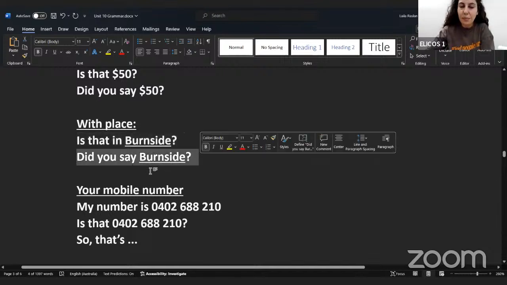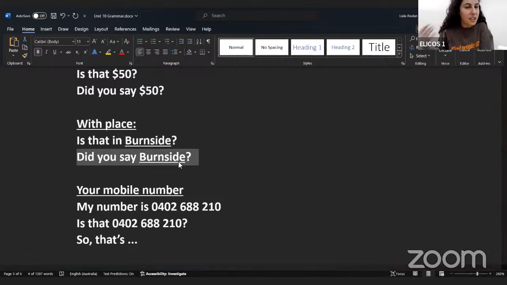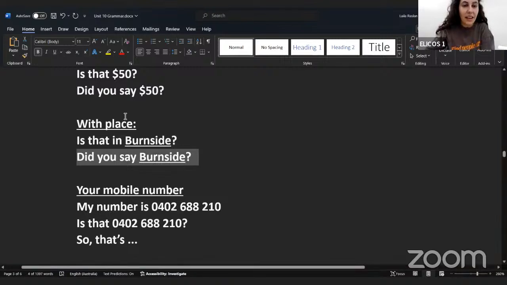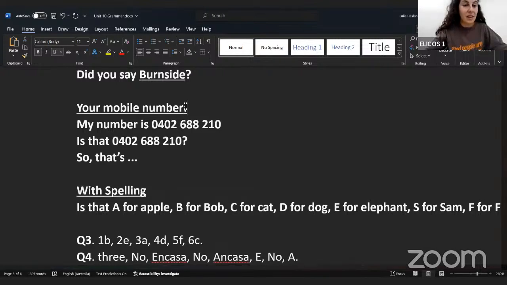Did you say Burnside? Okay, so that's how I can make sure I understood the other person. Did you say Burnside? And that's to check a place. Maybe I want to check a mobile number somebody gave me, or I gave someone my mobile number. How do I say this is my phone number?